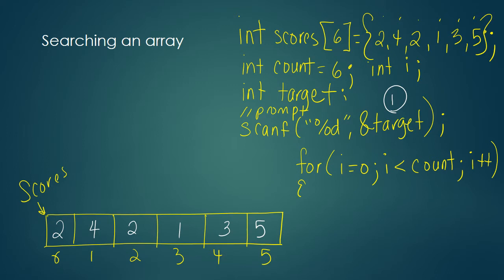So how would we test if we were able to find a match? We're going to have to test scores at index 0, scores at index 1, scores at index 2, and compare them with our target. The way you would do that is with a condition. We'd say if target is equal to, or equals, scores at index I, then we found a match.